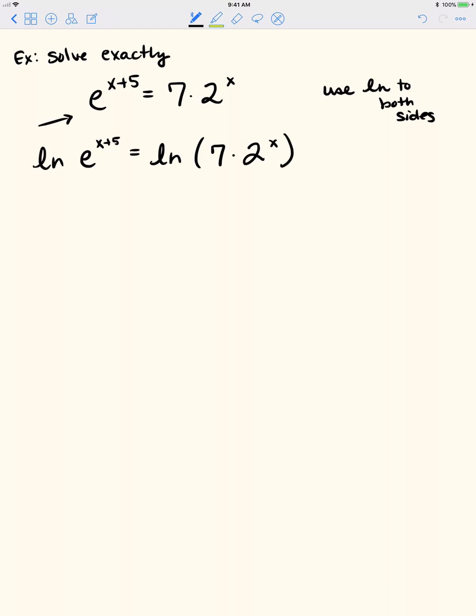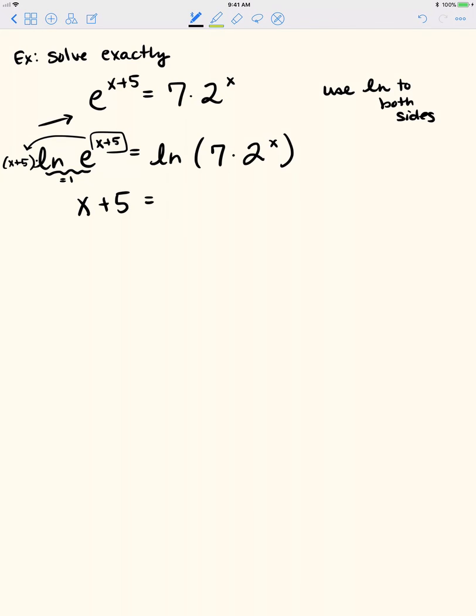So the left side, natural log of e to a power, you're just left with the x plus 5. However you want to think about that, the natural log of e ends up being 1, and that exponent hops down front as a product, and so what you're left with is just the quantity x plus 5.